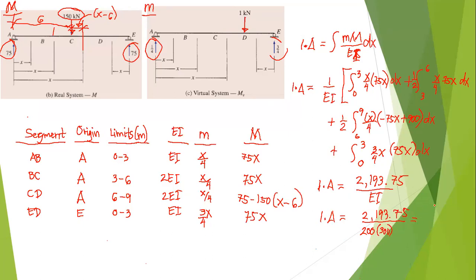Now, this becomes 0.0366 meters, equal to our delta D. I forgot, this is for D. D is simply equal to 36.6 times 1,000, 36.6 millimeters. In this case, since this is positive, this acts downward. Okay, so that's it.